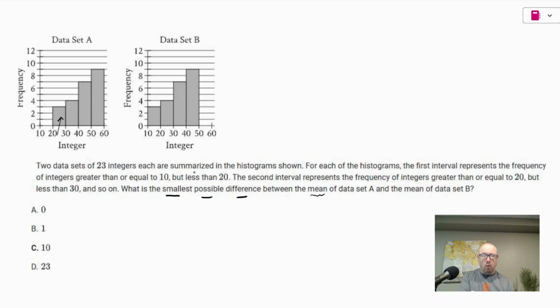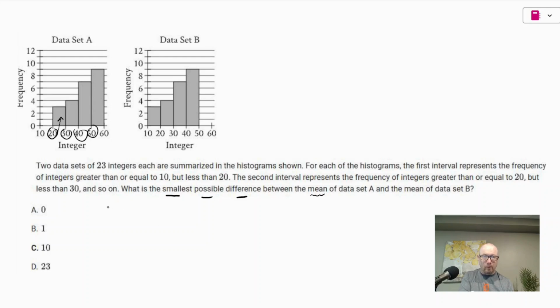So what we want to do, if we're going to find the smallest possible difference using the means, is take data set A and first get what this mean would be if we started at the low end. Okay, so the lowest end we could be at is 20, 30, 40, and 50.